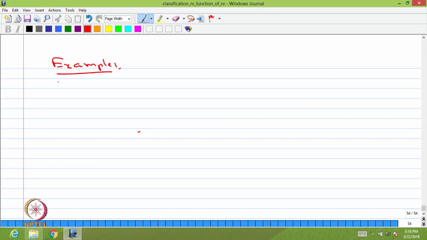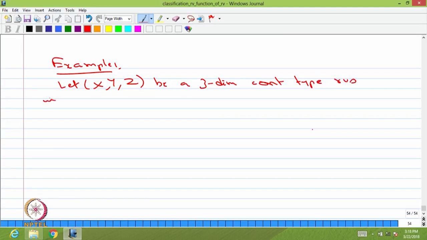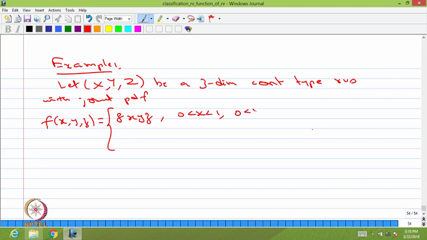Example 1. Let x, y, z be three-dimensional continuous type random variables with the joint probability density function of x, y, z given by a times x, y, z when x takes a value 0 to 1, y takes a value 0 to 1 and z takes a value 0 to 1. It is not 0, a times x, y, z in these intervals. 0 otherwise.